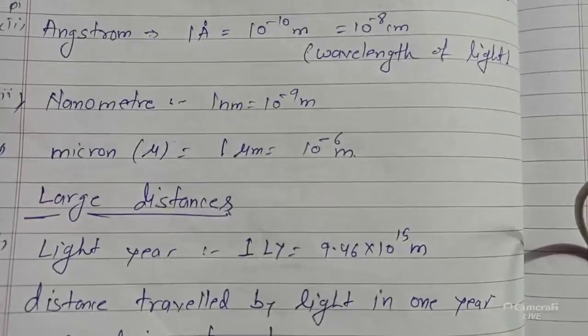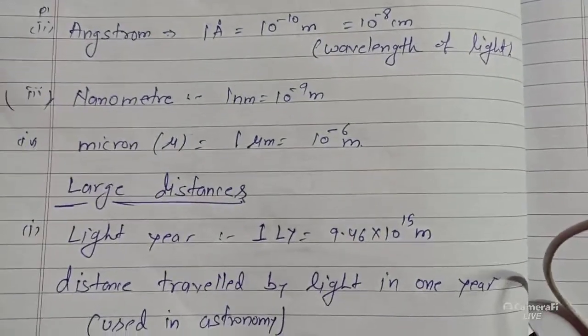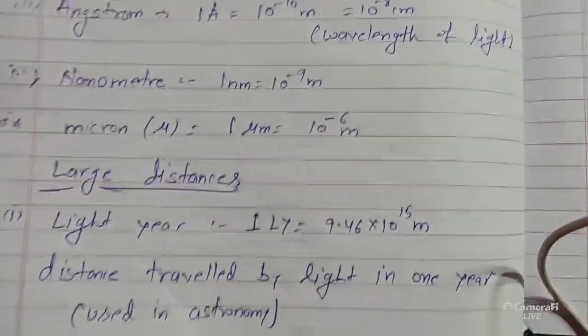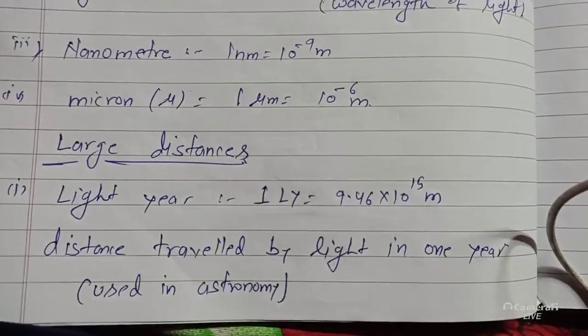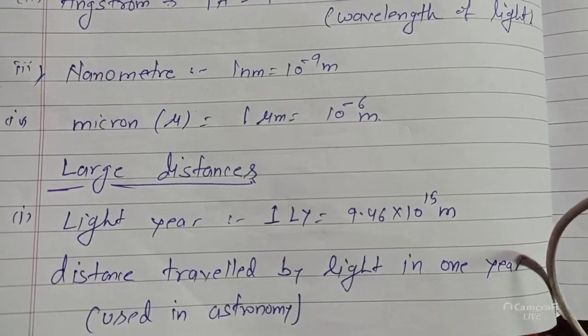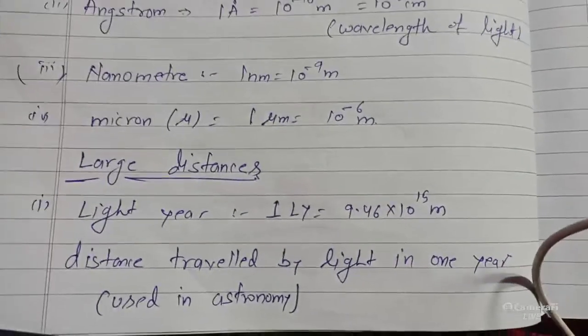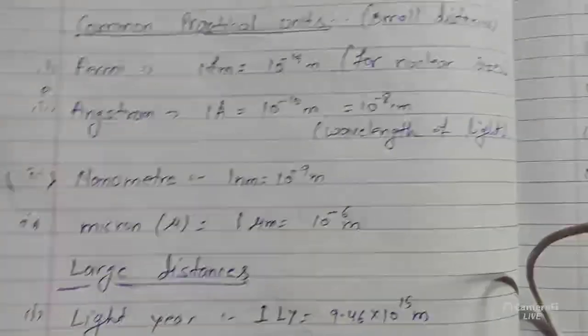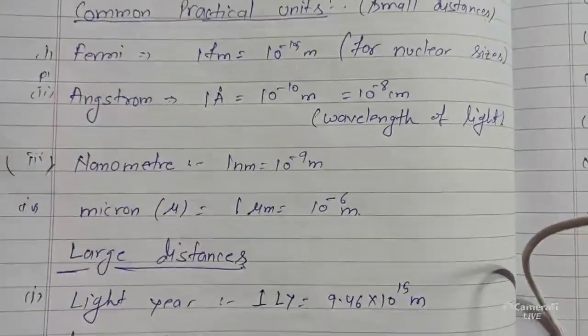Then nanometer. What is nanometer? The value of 1 nanometer is 10 to the power minus 9 meter. What is the value of micron? Micron, I think you have already done. The value of micron is 10 to the power minus 6 meter. So these are the practical units for smaller distances, very small distances.